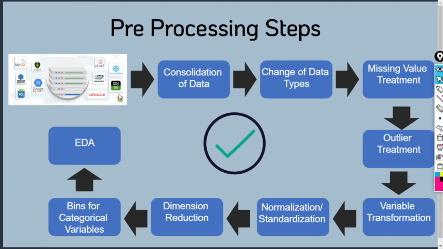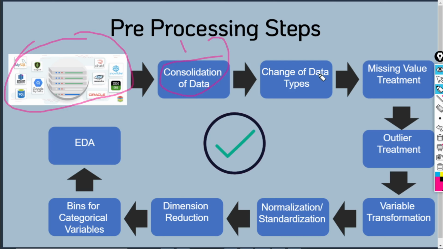As I told you, data can come in from any kind of data sources, be it MySQL, Redshift, SQL, Oracle, IBM DBs, Druid, Cassandra, MongoDB. It can come from any of these data sources. The first job is to consolidate this data, where you create one flat file or the least number of flat files. The next thing you are going to do is change the data types.